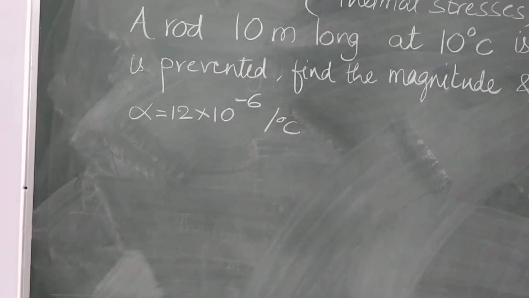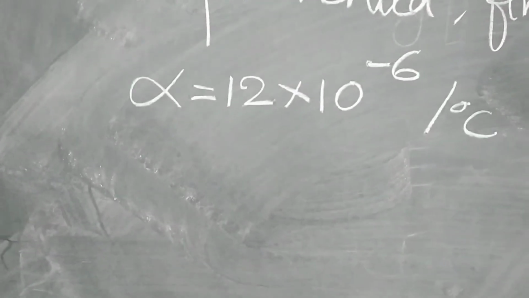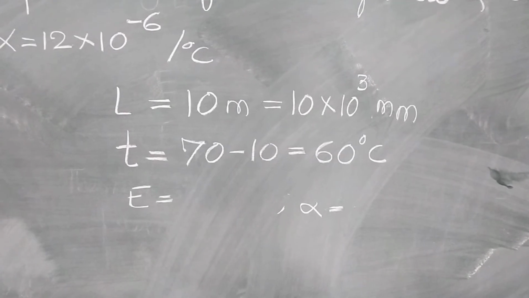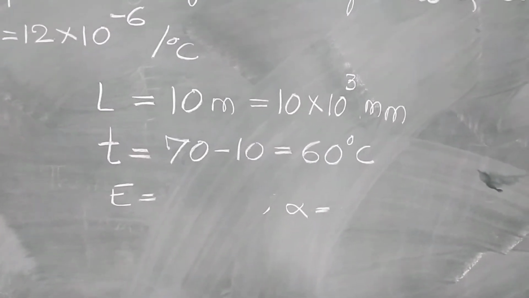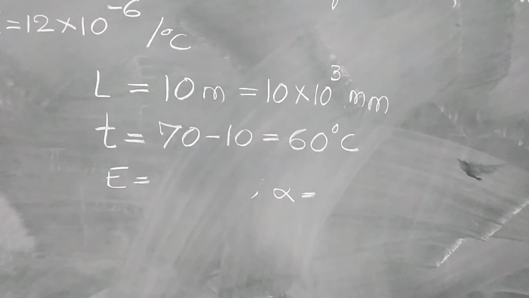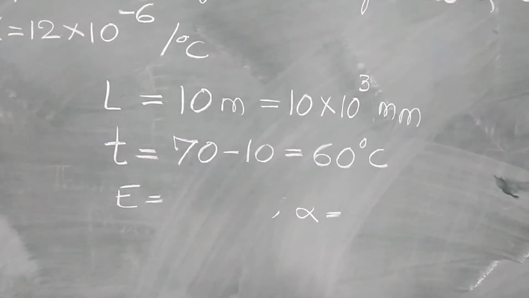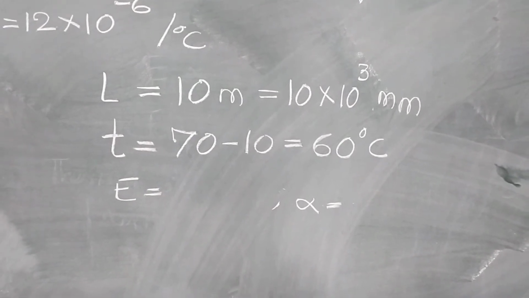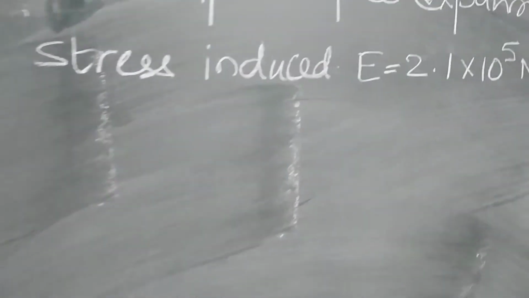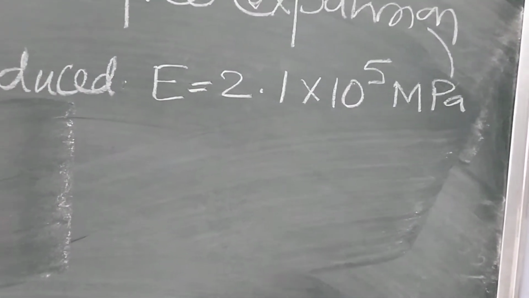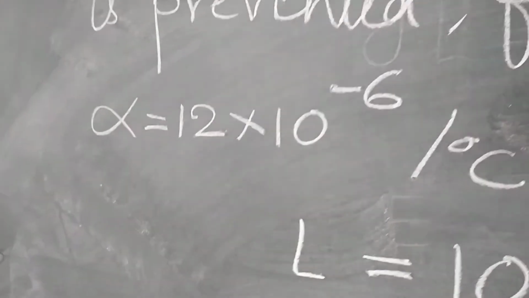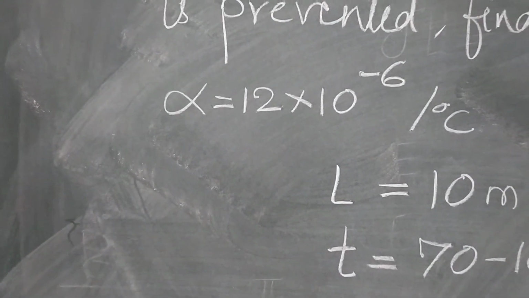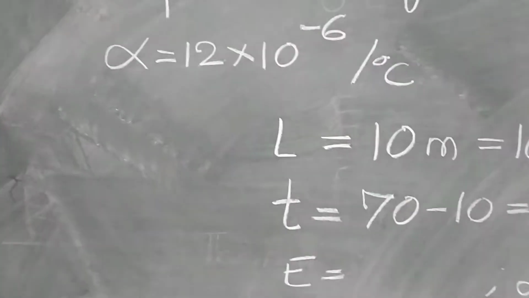So here what is given? Let us write down the given things. Length is given, L is 10 meter or 10 into 10 raised to 3 mm. T, what is T in formula? It is change in temperature. So final temperature is 70 and initial is 10, so 70 minus 10 is 60 degrees centigrade. E is already given, 2.1 into 10 raised to 5 megapascal, and alpha, that is coefficient of thermal expansion, 12 into 10 raised to minus 6 per degree centigrade.